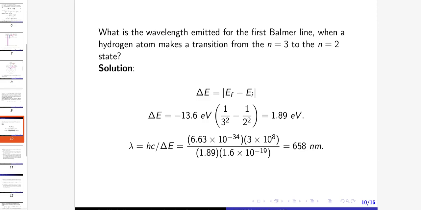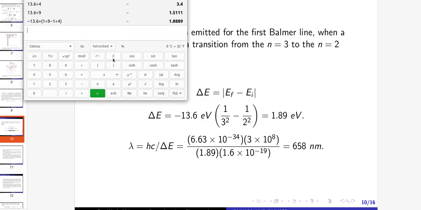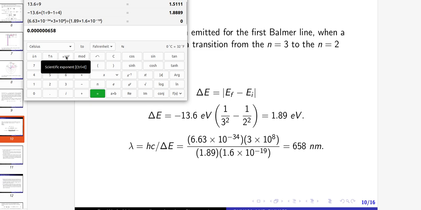So what you do is you take out your calculator, you can create numerator divided by denominator. The numerator, we have 6.63 times 10 to the power minus 34, then multiply by 3 times 10 to the power 8, then divided by 1.89 times 1.6 times 10 to the power minus 19. Okay, and you have 6.58.